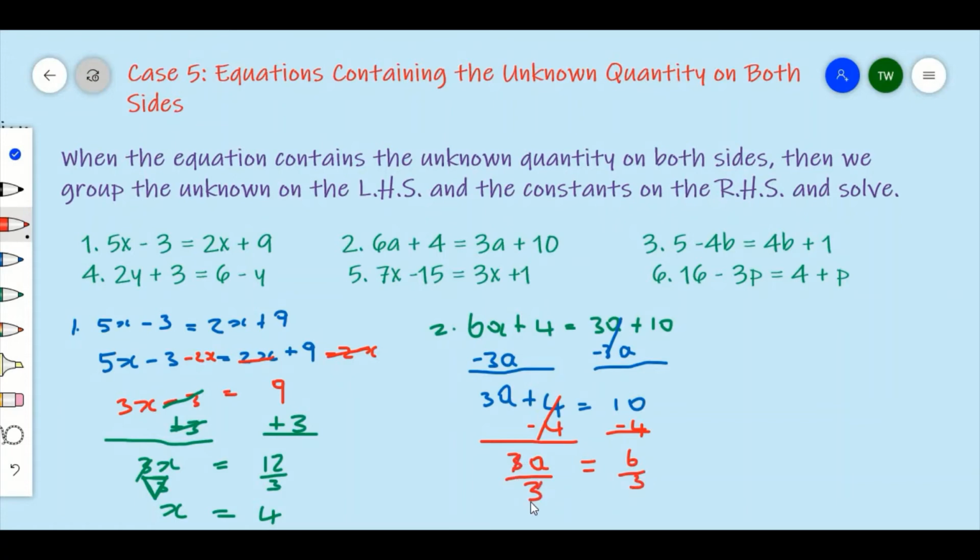3 will cancel out 3. So a is going to equal 6 divided by 3. That's just going to be 2. Alright.